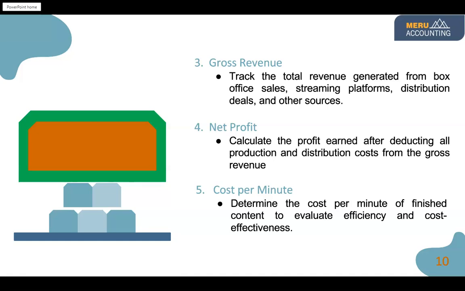Fifth, cost per minute. Determine the cost per minute of the finished content by dividing the total production and distribution cost by the duration of the content. This metric evaluates the efficiency and the cost effectiveness in the content creation and distribution.